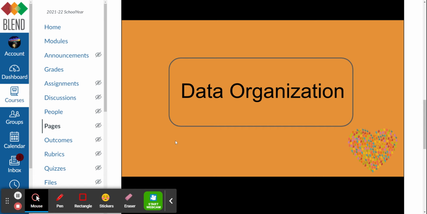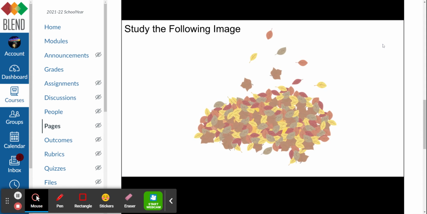What we're going to learn today is how to turn raw data, just like information, into data that we can present on a frequency table, which shows us how much something occurs, and then a bar graph, which is a pictorial representation of our frequency table. That's a lot of words. Let's get into it. So study the following image.